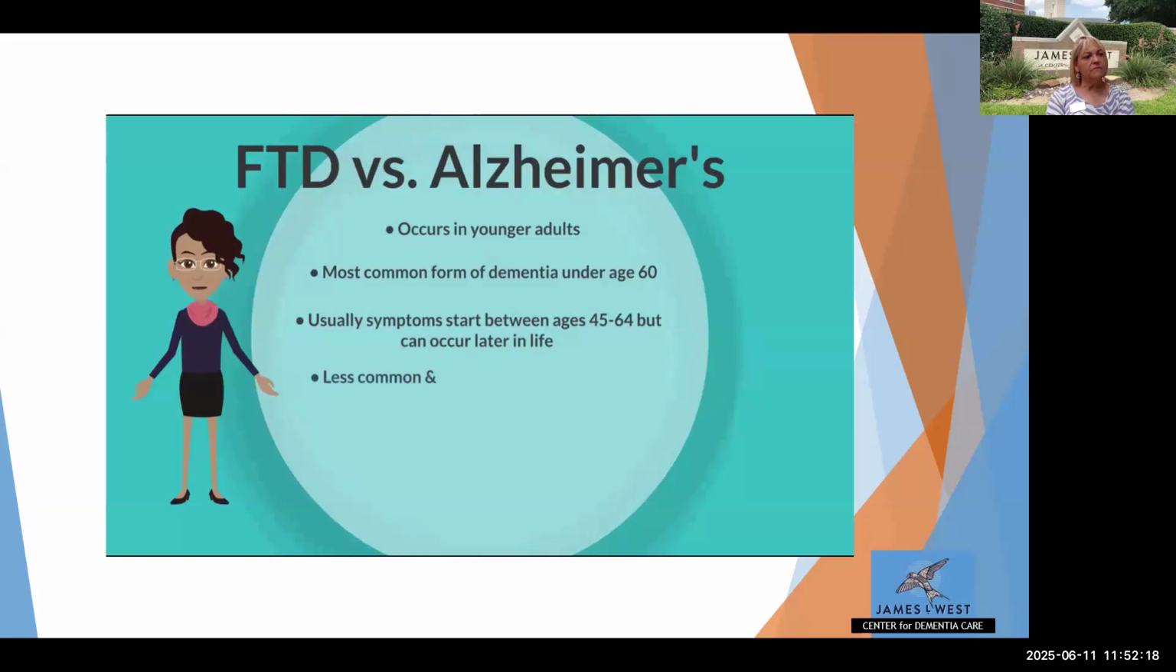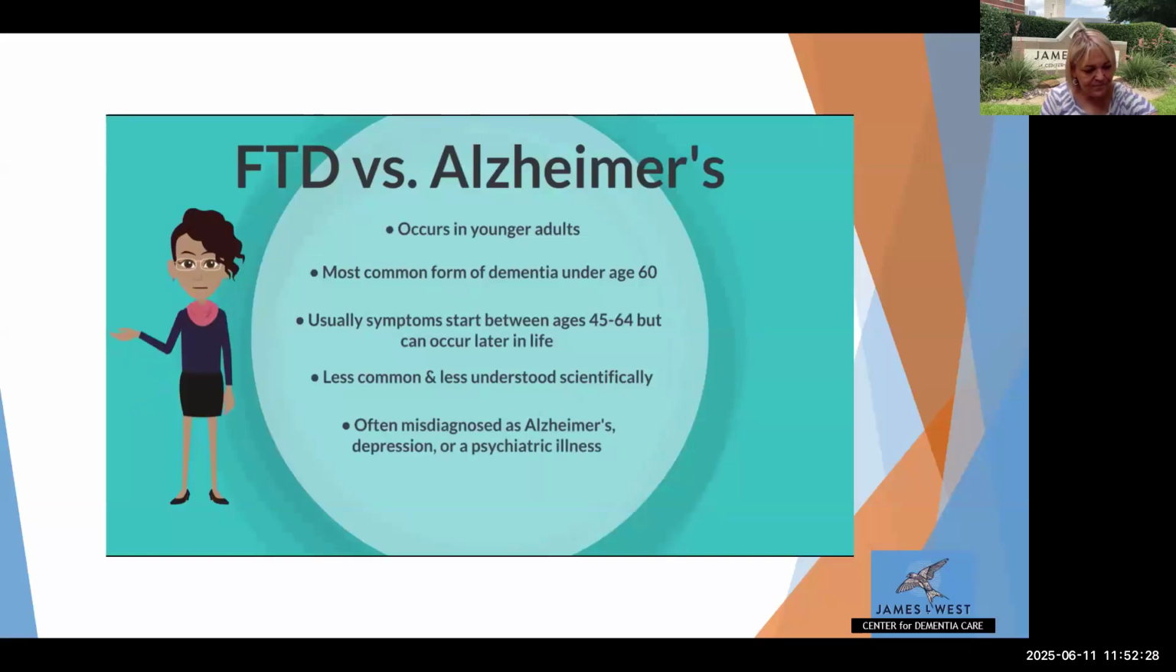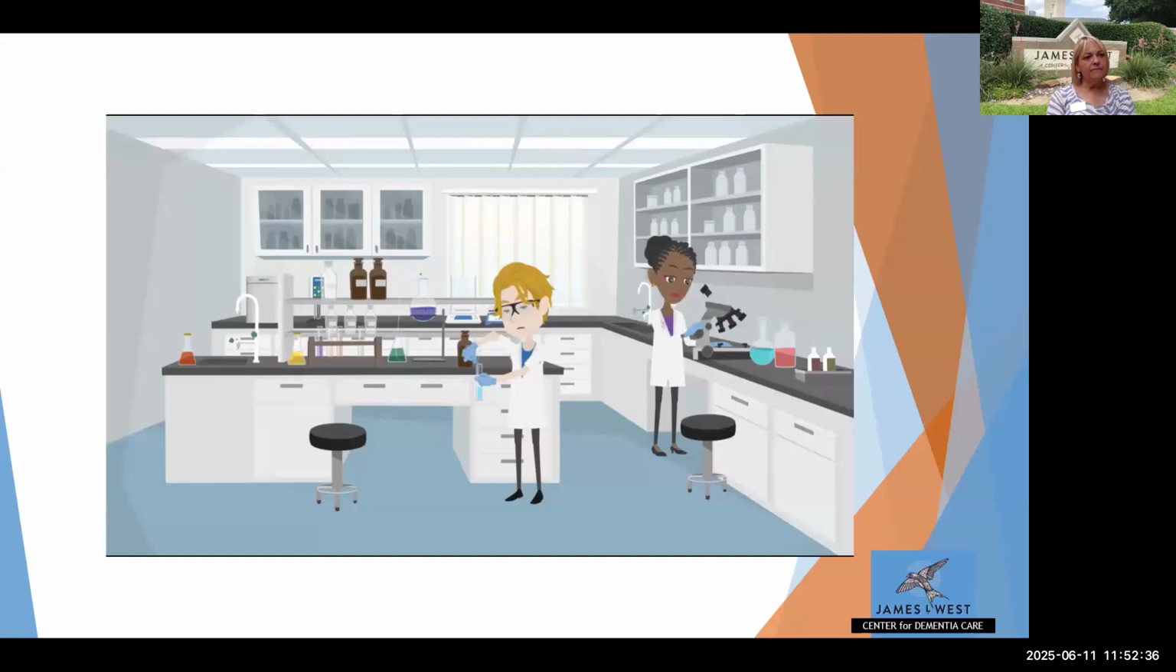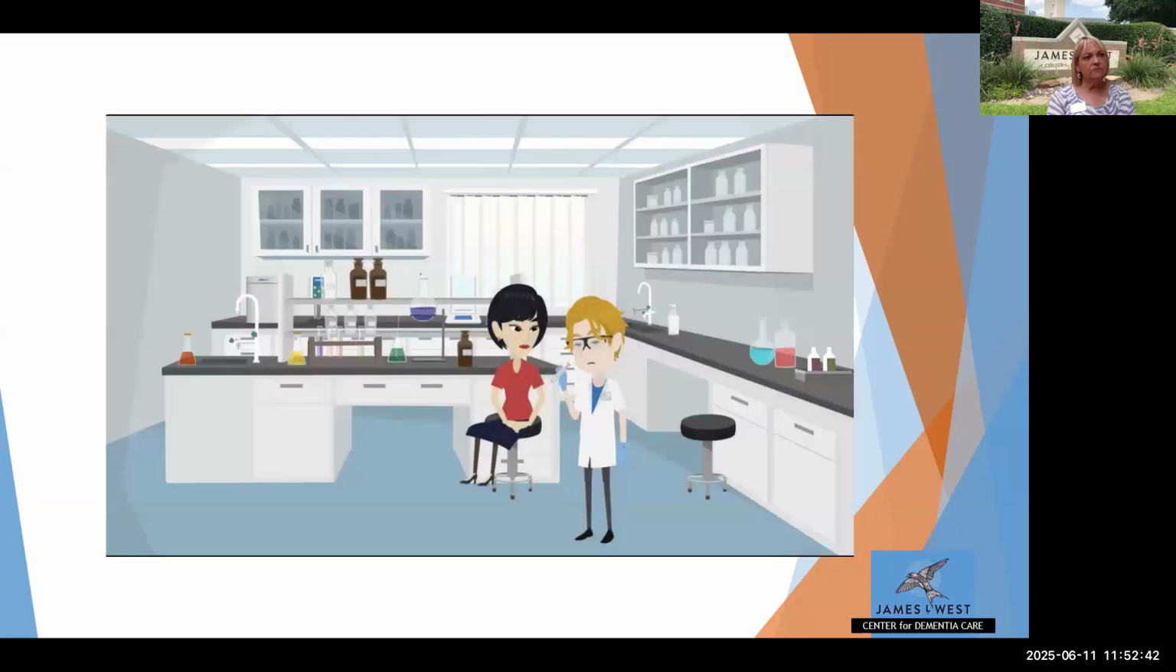Also, FTD is less common than Alzheimer's, and much less is known about it. It is frequently misdiagnosed as Alzheimer's, depression, or a psychiatric illness. On average, it takes 3.6 years to get an accurate diagnosis. Unfortunately, there is no cure for Alzheimer's or FTD, but some treatments are beginning to emerge.